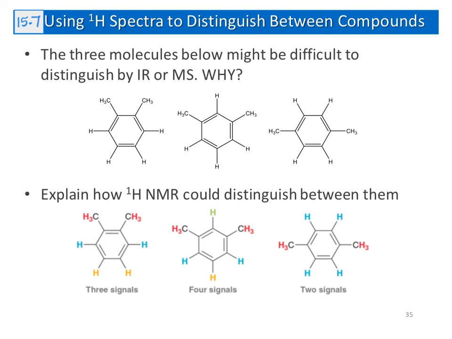Now, if we move the methyl over to this carbon, again, we are going to have symmetry. So we see one signal for this proton, one for methyl, one for the blue hydrogen, and one for the yellow. So we are going to see 4 signals overall. And for this compound, we are going to see 2 signals. So we can distinguish between these molecules using their hydrogen NMR spectrum.